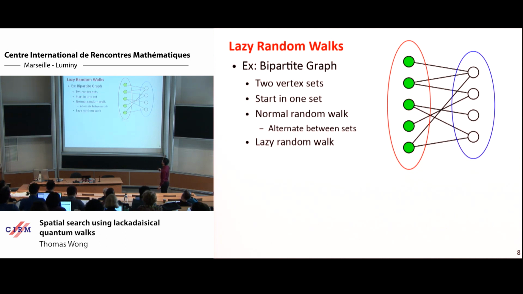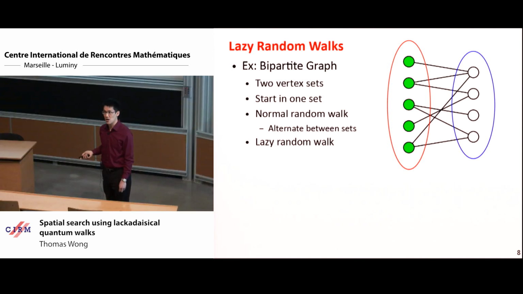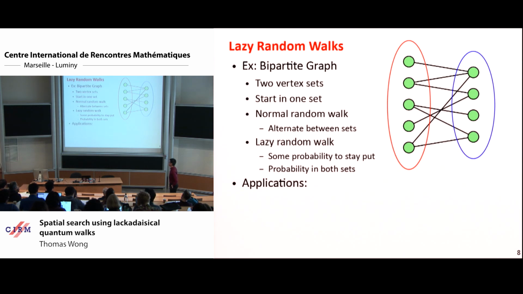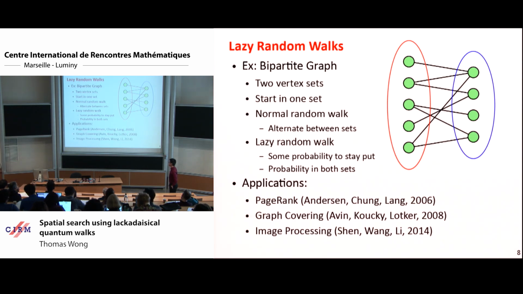And so if you want to be in a probability distribution over both sets, what you can do is you can use a lazy random walk. So you have some probability of jumping and some probability of staying put. And if you do that, then you'll get in some probability distribution over both sets. And you might imagine some situations where this might be useful so that you don't get trapped in one set or the other. And so classically, there's a bunch of applications of this that I'm not an expert in, but there's some citations if you want to look things up.